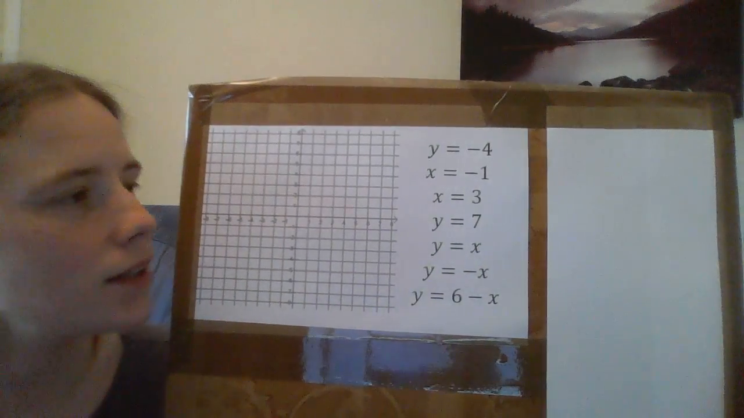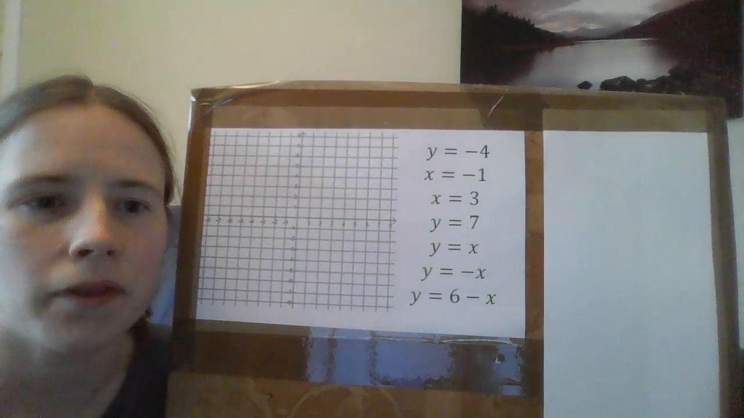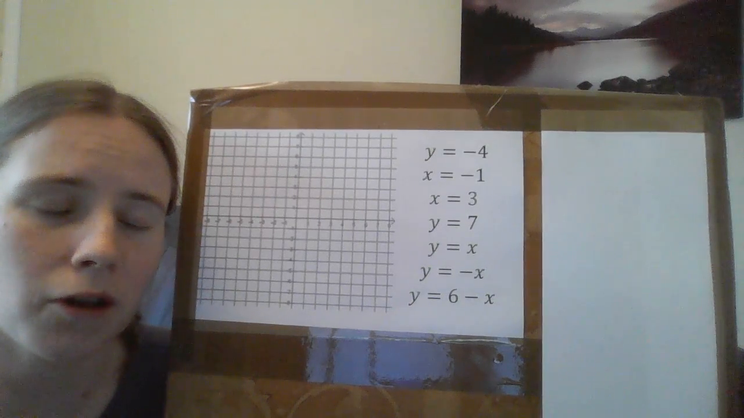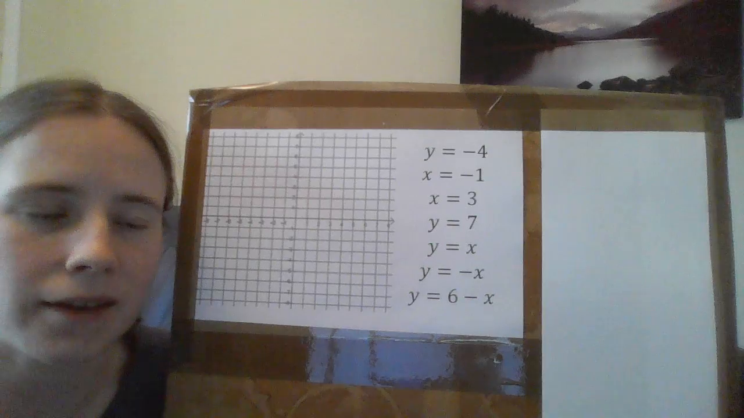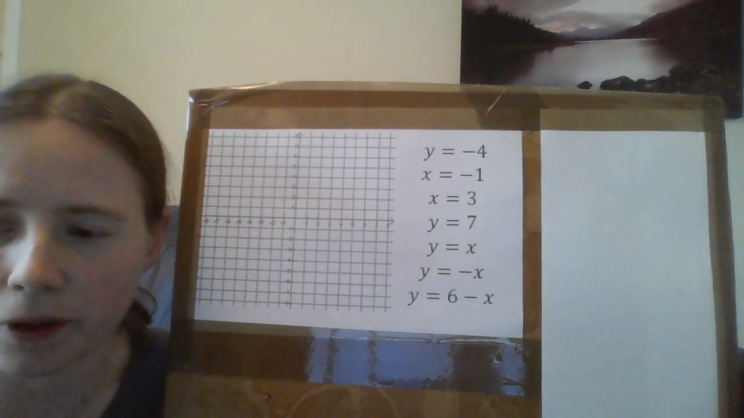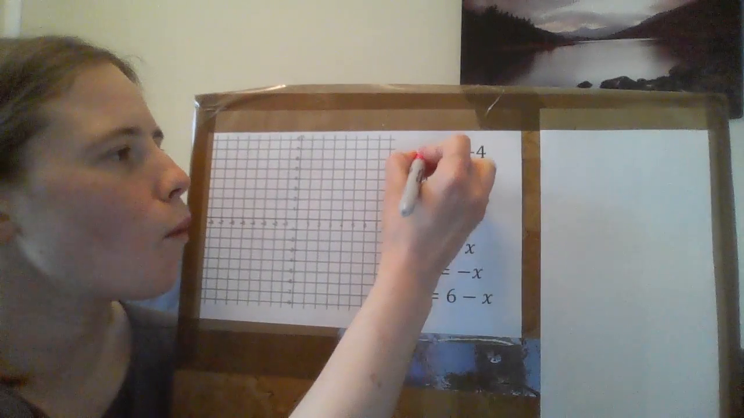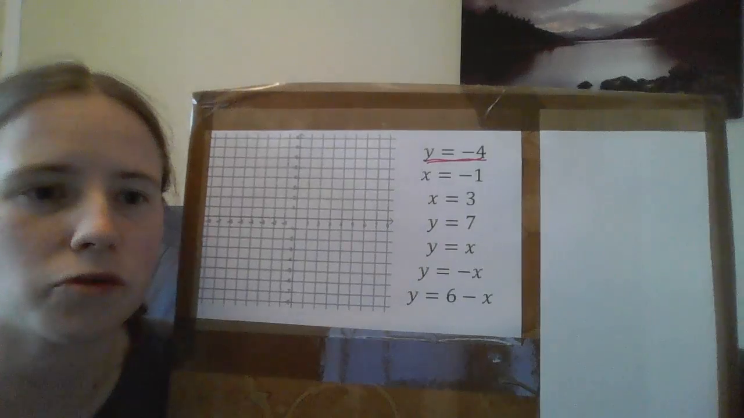So each of these sums or equations is actually giving us a rule that all of our coordinates have to follow. And as long as our coordinate follows that rule, then that point will be on the line. And if it doesn't follow that rule, it will not be on the line. So I'm going to show you what I mean with the first one. Our rule is y is equal to -4, or y is -4.